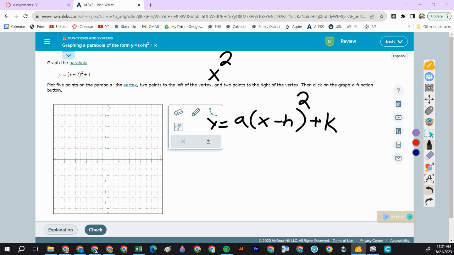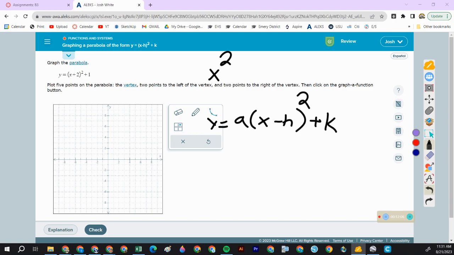Okay? So, stuff that happens on the inside to the x shifts it left and right. Anything that happens outside affects the y values. So the k moves it up and down, and the a can flip it upside down. It can also change how tall it is. Notice, the x-axis is backwards.